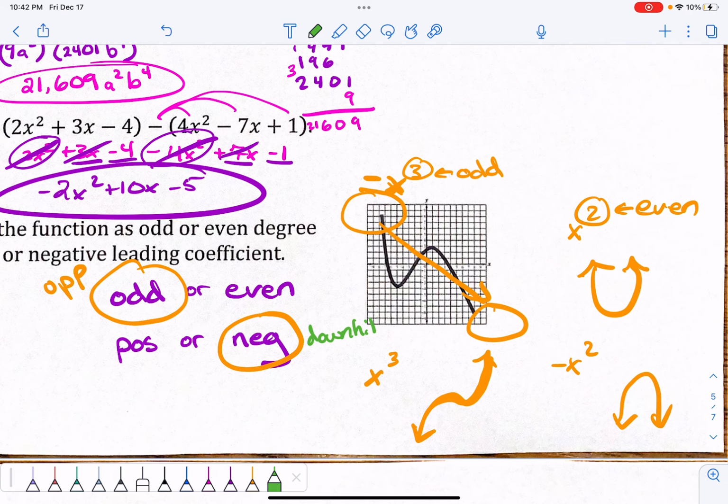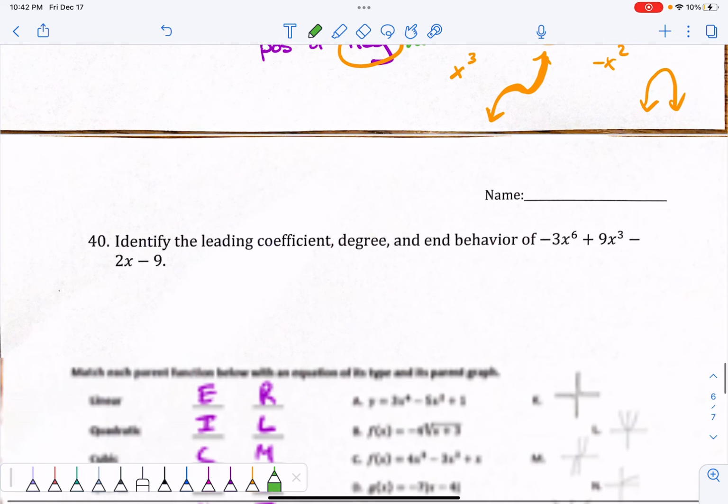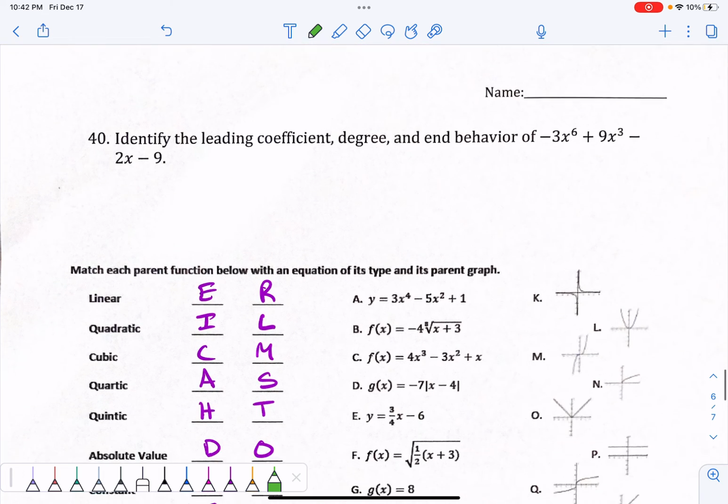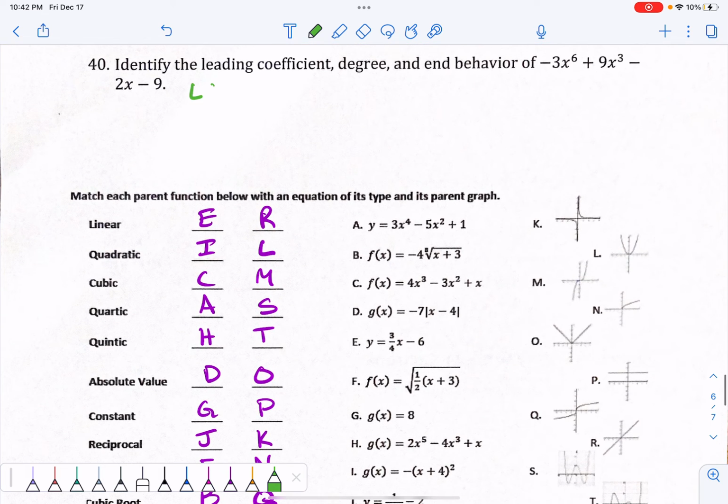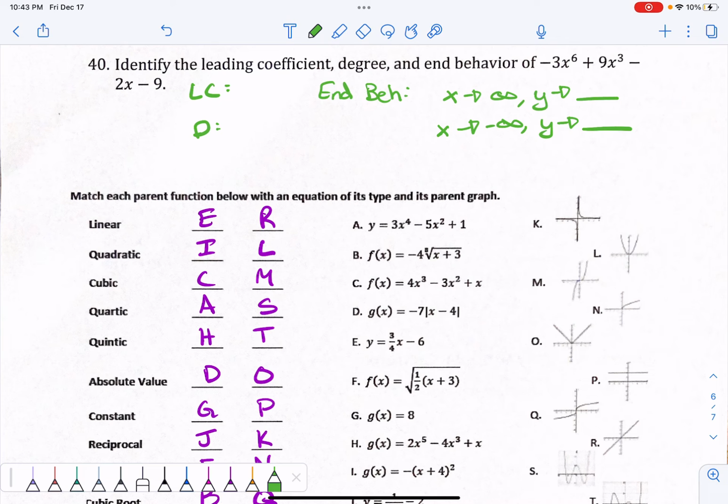All right. Let's move on to the last one, number 40. Identify the leading coefficient, degree, and then it says end behavior. The end behavior is: as x goes to infinity, what's the y doing? As x goes to negative infinity, what's the y doing? That's the end behavior that we need to find. And the end behavior is based upon what the degree and the leading coefficient are, okay?